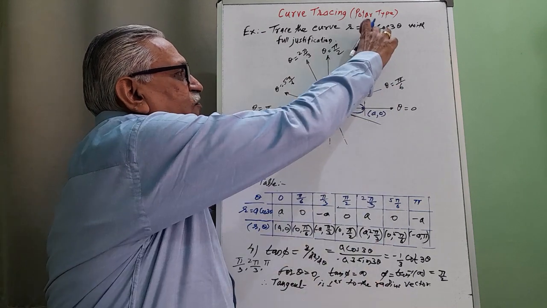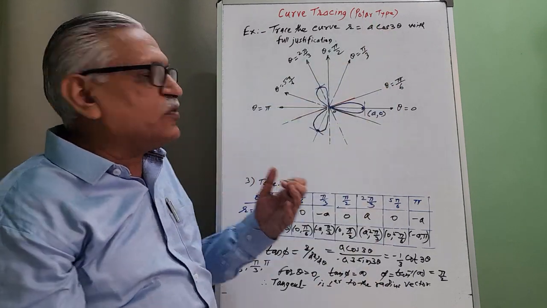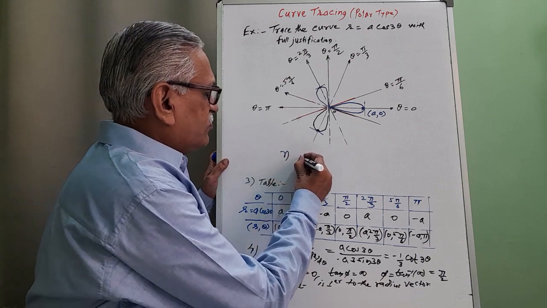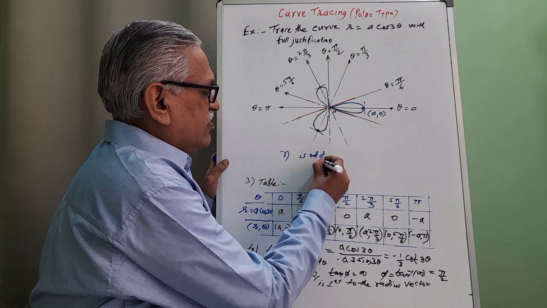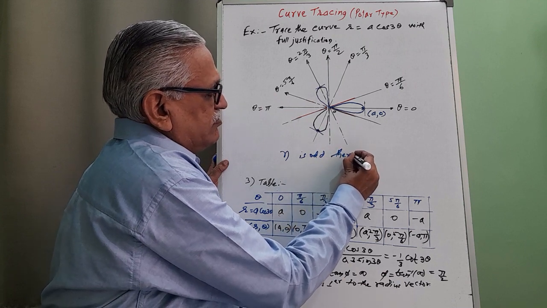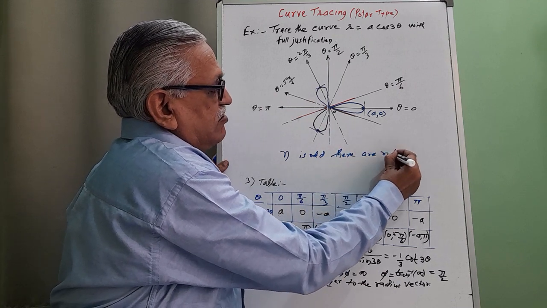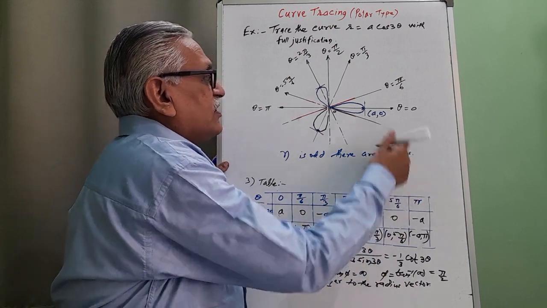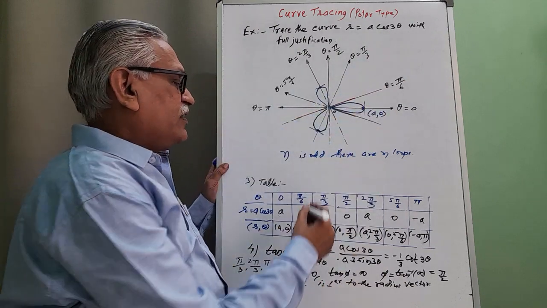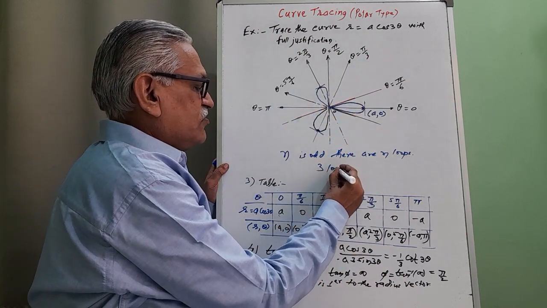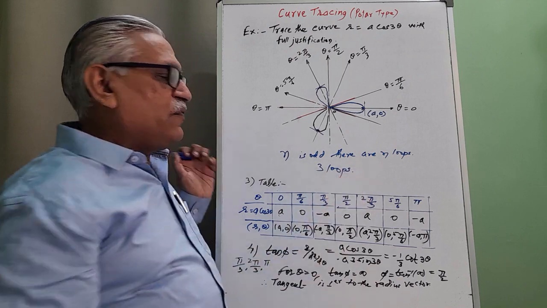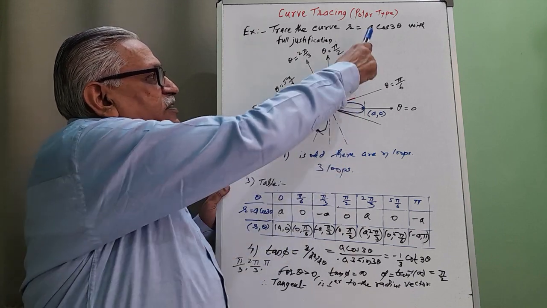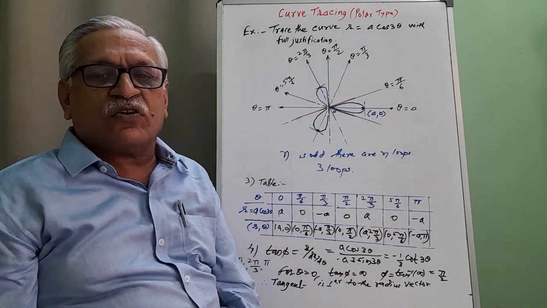And there is one property for this type of curve: r is equal to a cos n theta or r is equal to a sin n theta. If n is odd, there are n loops only. Here the value of n is 3, an odd number, and therefore we get 3 loops. End of figure. Therefore, this is the figure representing that curve r is equal to a cos 3 theta.